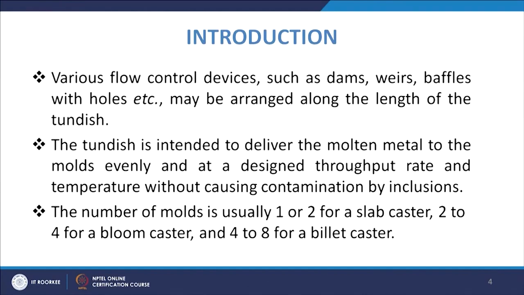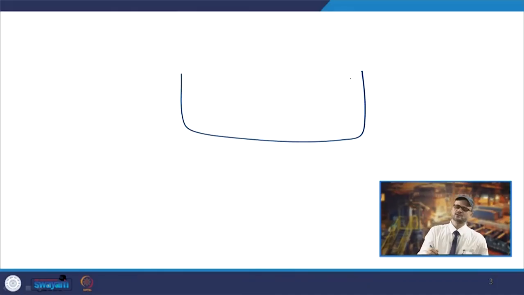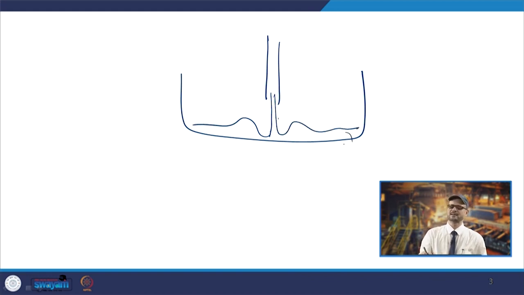As we discussed, you will have various flow control devices like dams, weirs, and baffles with holes, which will be arranged along the length of the Tundish, and they are basically controlling the flow inside the Tundish. You can understand it by a process. Suppose you have a Tundish, and the liquid metal comes in, hits, and may go like this. Then in those larger portions you may have certain regions where there is not much circulation of the hot metal, and that may lead to dead regions.